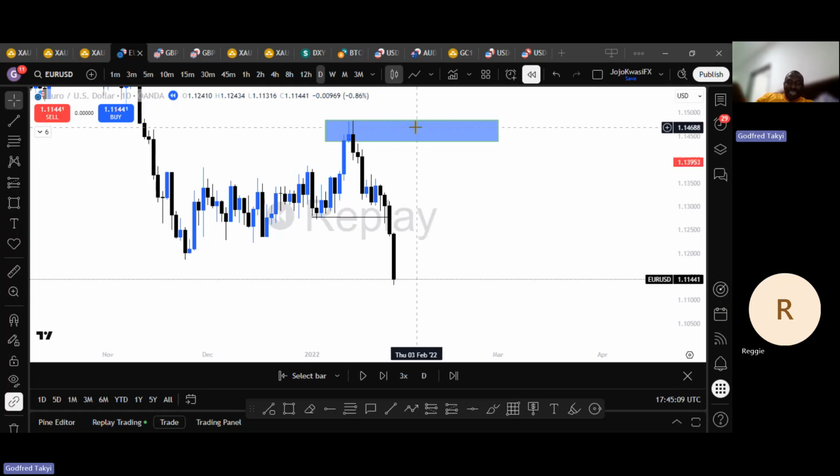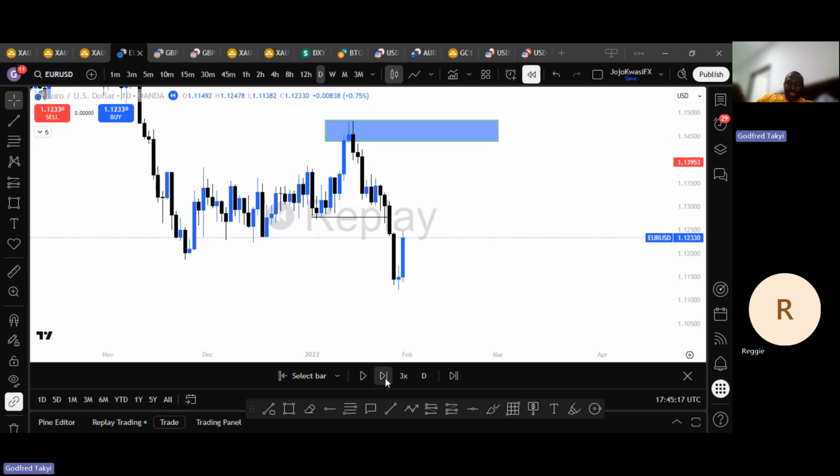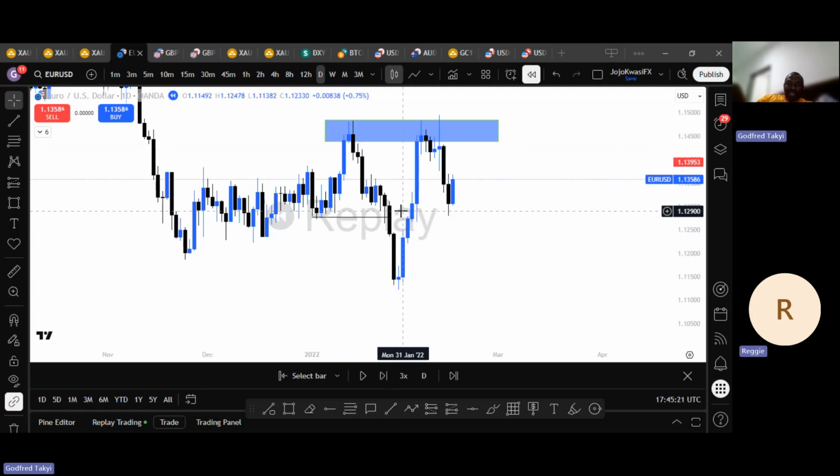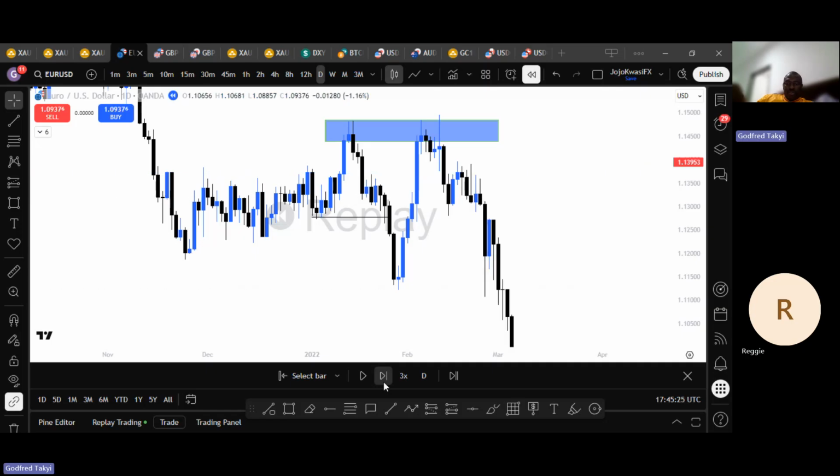This zone should be unmitigated, and there should be what? A break of structure. Yes. So now let's play. We are doing replay. Let's play and see. You see, price went there, swept liquidity above it, and it went down. So you see, this is the footprint of the institutional traders. They left their footprint, and they always return there again to sell again.